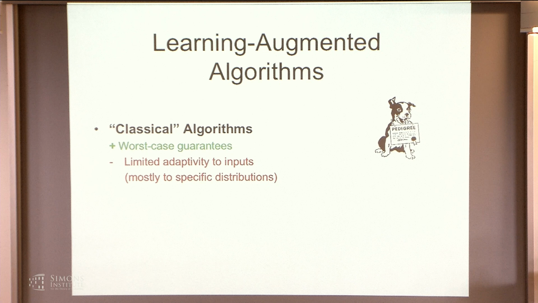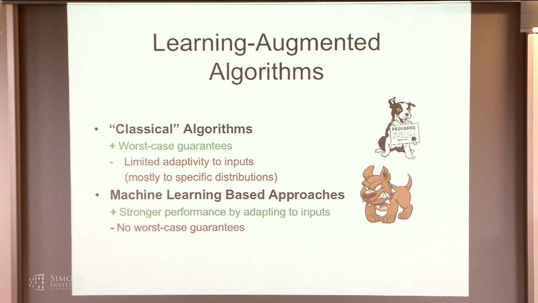Because they are designed for the worst case, they typically don't adapt well to particular classes of inputs, right? Now, there has been a fair amount of work on fixing it. Typically, you can improve the algorithm if you can model the input distribution as well. But generally speaking, they don't adapt very well to just arbitrary distributions which are given to you. All right, so there have been various attempts to fix it, and in this talk I will focus on one of them, which is machine learning based approaches.